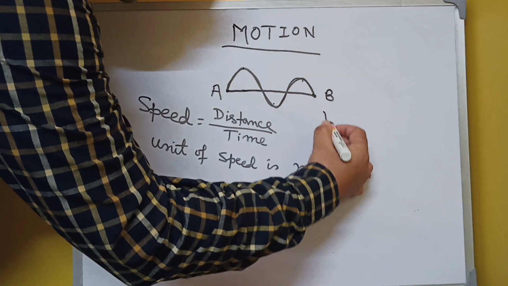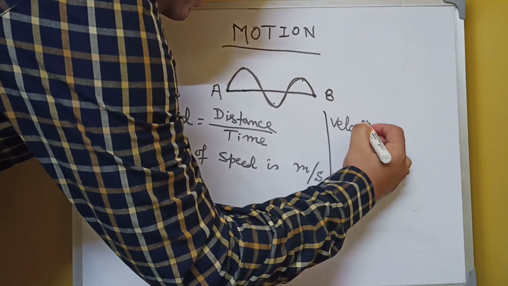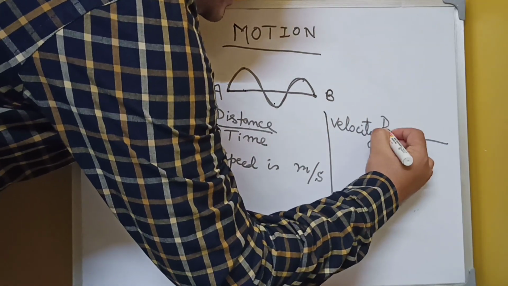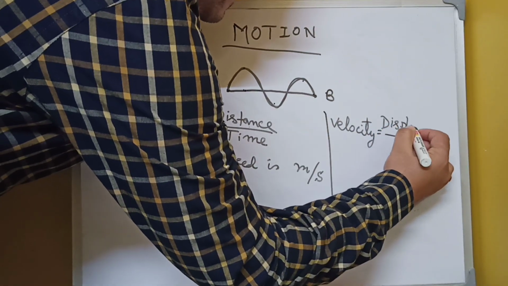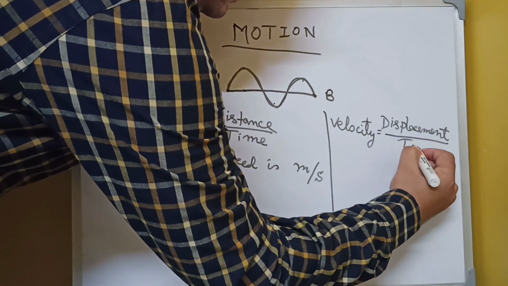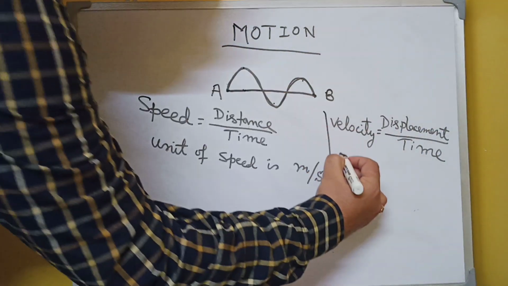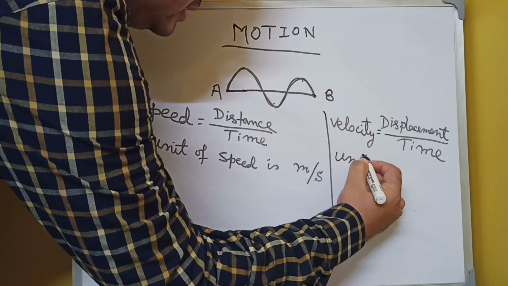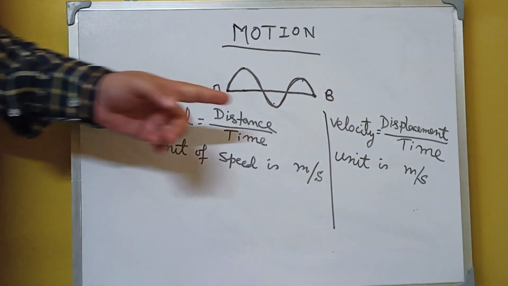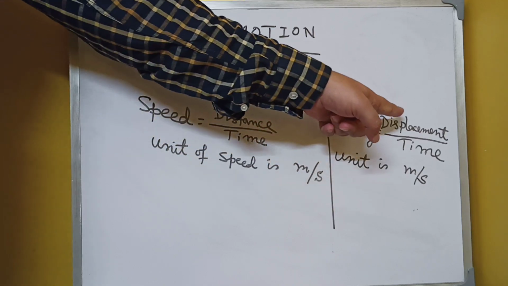Now what is velocity? Velocity is equal to displacement by time. What is the unit? The unit is also meter per second. So speed is distance by time and velocity is displacement by time.